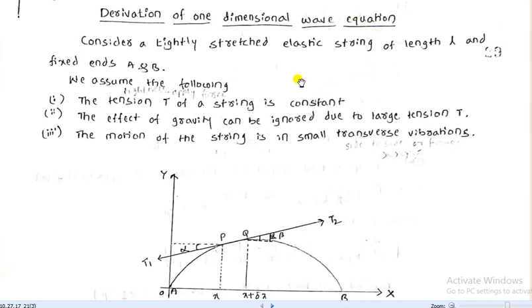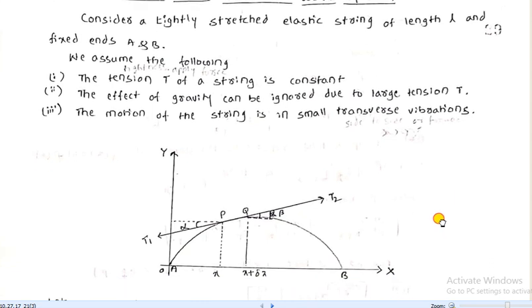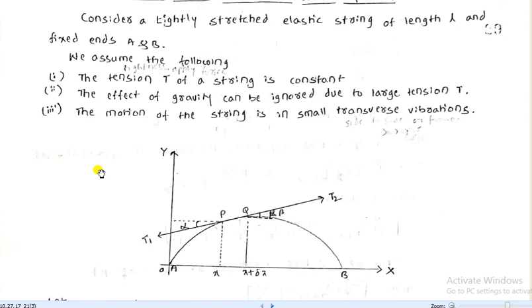So here we will take an elastic string, and the two ends of the elastic string are A and B, and we will fix these two ends A and B. Then we apply force on this elastic string. After applying the force on the string, there are 3 points. We are discussing these 3 points one by one here.